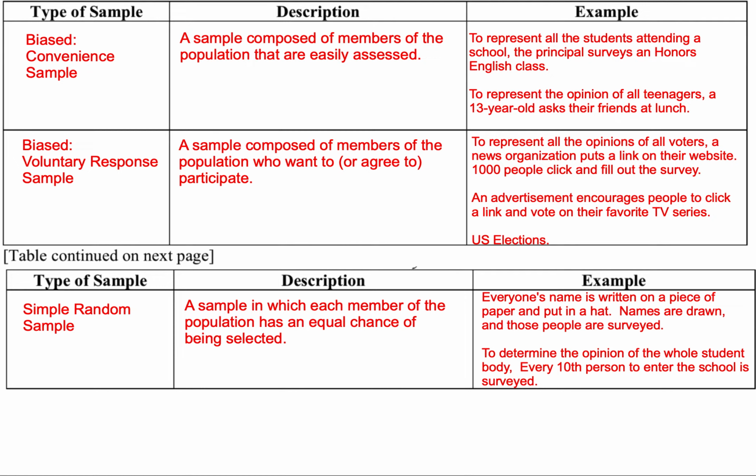Next example. To determine the opinion of the whole student body, every 10th person to enter a school is surveyed. Now it looks like you've got people posted at the entrances and they count, and every 10th person gets surveyed. They get asked the question. Anybody could be that 10th person, so it's a really good random sample. As far as random samples go, it's probably one of the easier ways of doing it. You just have to have someone at every door to survey the 10th person coming in.